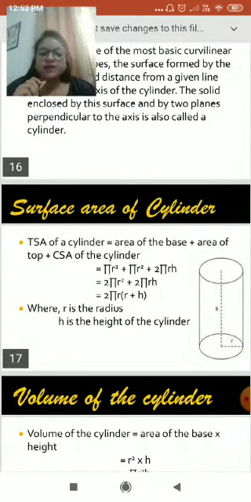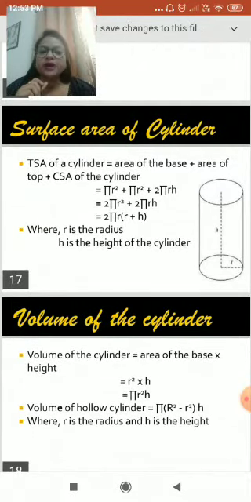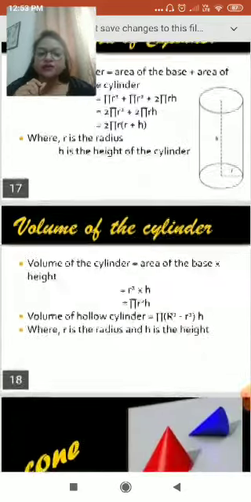As you can look at the figure, now the formula has been broken into parts. Area of the base and area of the top are both circular, so the area of the base and the top will be pi r square plus pi r square, and the curved surface of the cylinder is equal to 2 pi r h. So when you combine all, you get the total surface area of the cylinder, which is equal to 2 pi r (r plus h). 2 pi r is the common part, so it is outside the bracket r plus h, where h refers to the height of the cylinder.